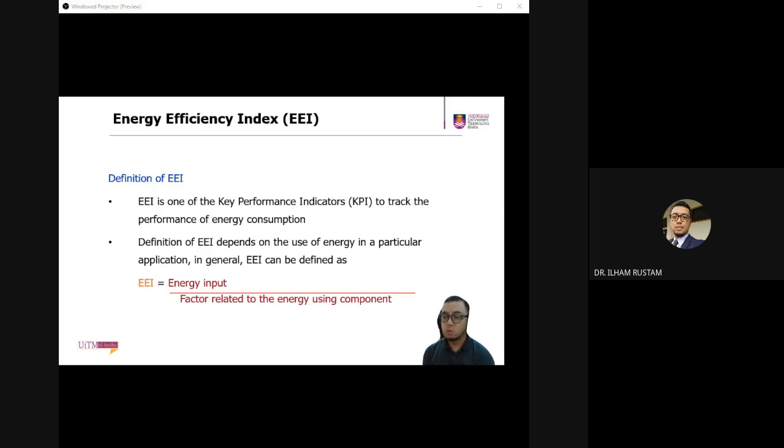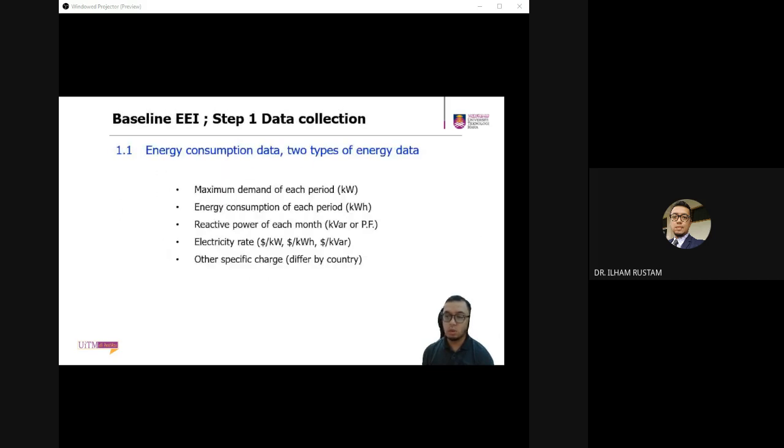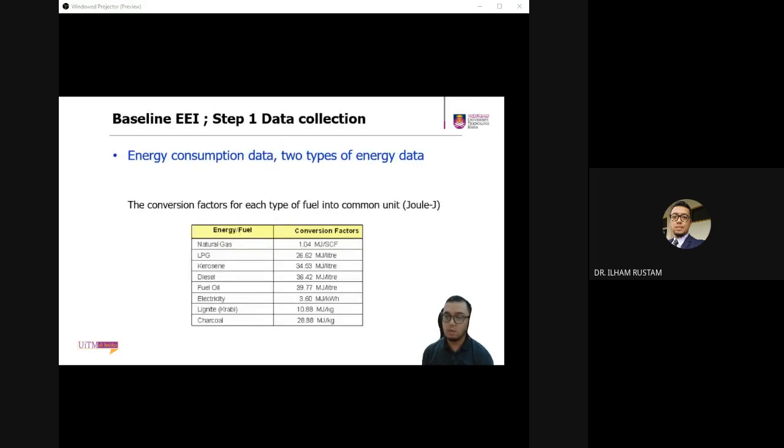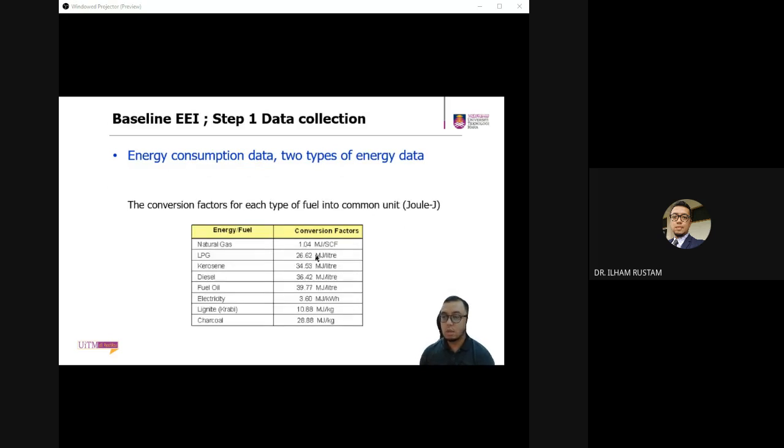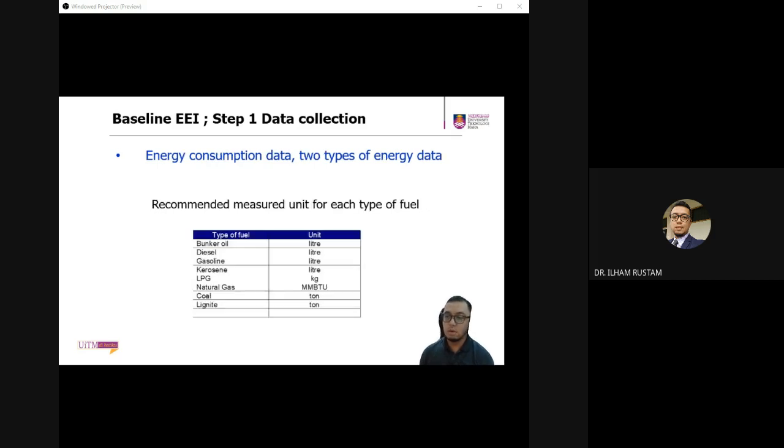Okay, so that's why you need this joule energy as a result of using, for example, diesel. So this liter of diesel, let's say 1 liter of diesel, actually translates to 36.42 megajoules of energy as a result of using 1 liter of diesel.